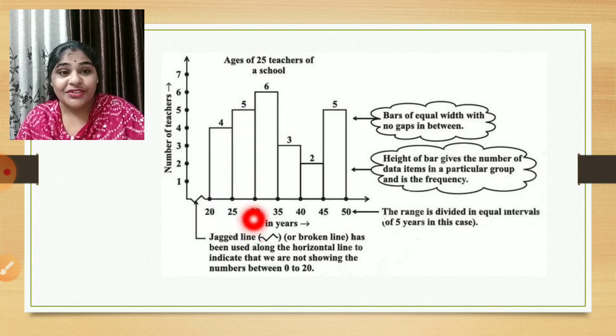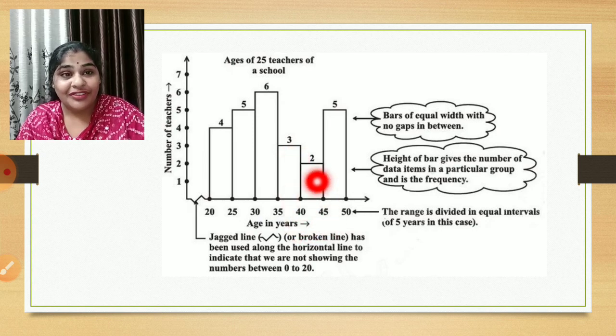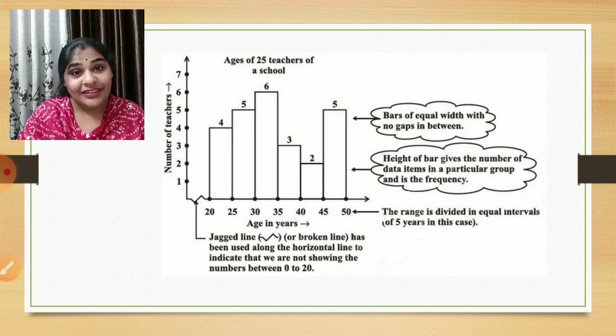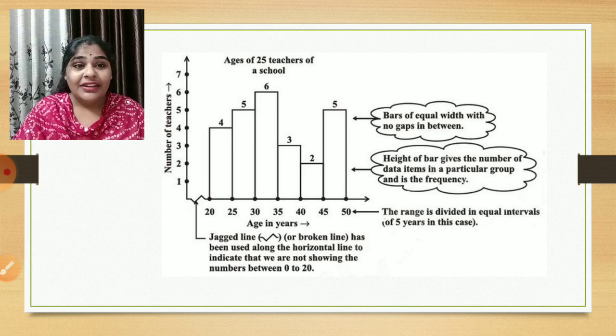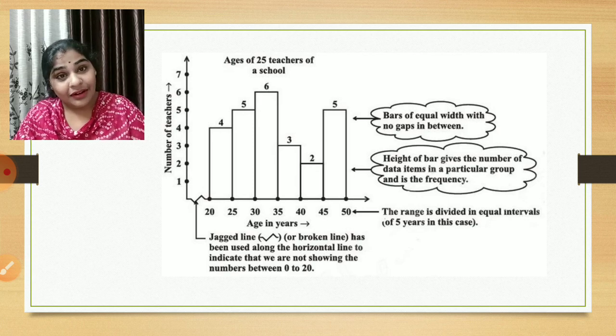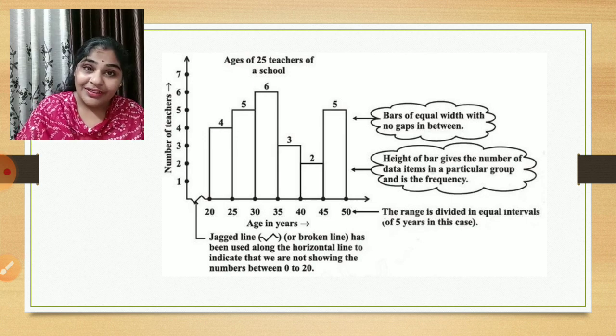Between the age group 25 to 30, there are 5 teachers. Between 30 to 35, there are the maximum, that is 6 teachers. Between 35 to 40, there are 3 teachers. Between 40 to 45, there are 2 teachers, and between 45 to 50, there are 5 teachers. So this is how we read the histogram. Now the difference I have already told you, between the bar graph which you learned in the previous standard and the histogram.